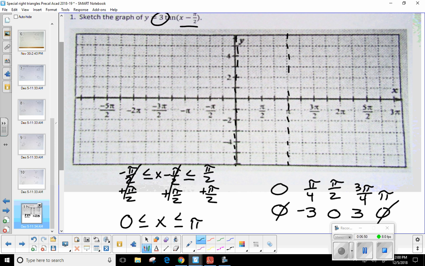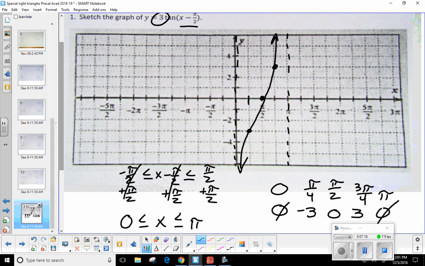Okay, so now pi over 4. So pi over 4 would be here, halfway between 0 and pi over 2, and we have -3. So there's going to be a point right there. Then we have pi over 2, 0, and then we go 3/4 pi right, and then we go up 3. So that should be the graph that I have.